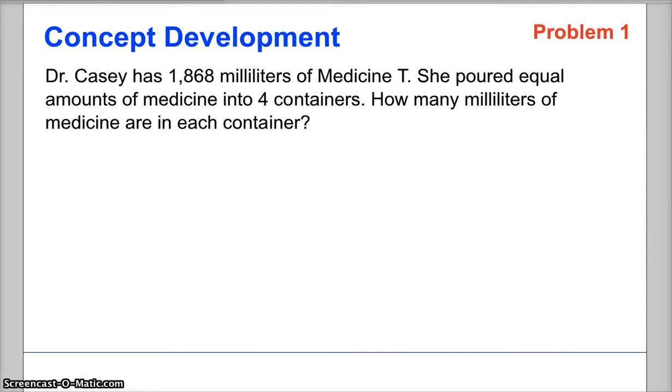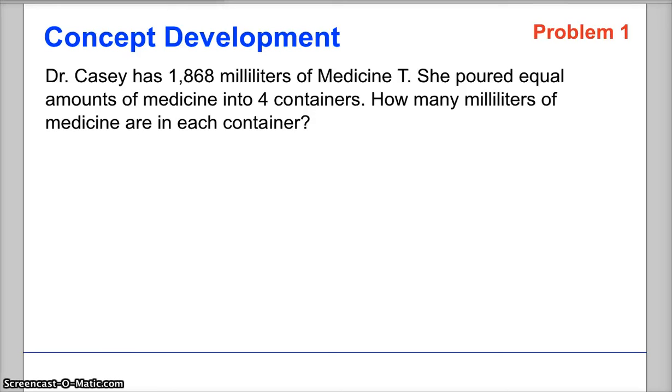Okay, our first problem we're going to work on today is Dr. Casey has 1,868 milliliters of medicine tea. She poured equal amounts of medicine into 4 containers. How many milliliters of medicine are in each container? So go ahead, try doing the problem yourself. Draw your tape diagram. If you get stuck, go ahead and play a little forward to see the tape diagram and then see if you can solve the problem.